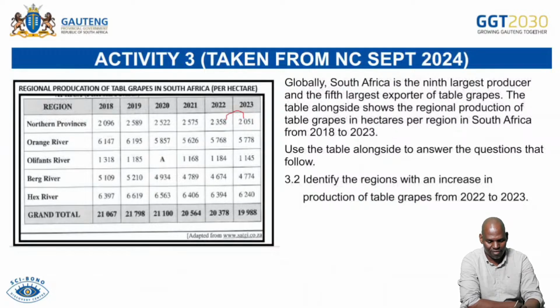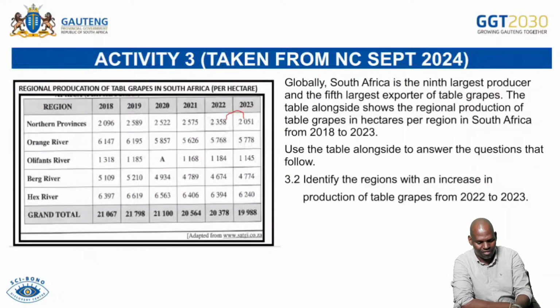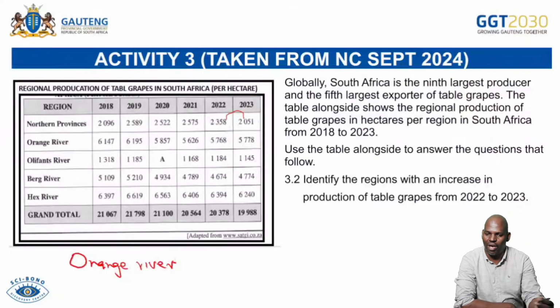If we go to Orange River, the number changed from 5,768 to 5,778. Can you see that it has increased? So we can say Orange River is our first answer. Orange River. Can we end there? Let's see, we don't have more of these regions. Okay. Then if we check Olifants River, 1,184 to 1,145, it's a decline.